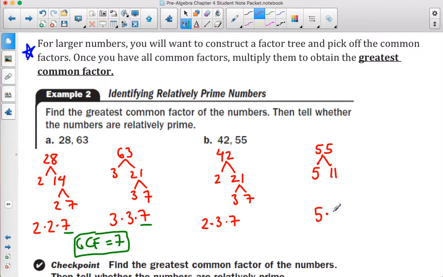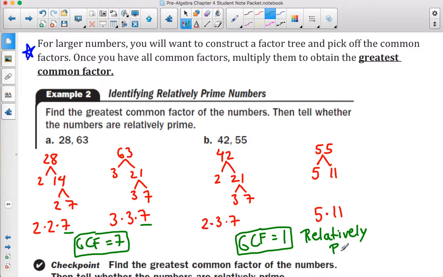So 5 times 11, well, let's look at these. 2 times 3 times 7, so they don't have anything in common. So their greatest common factor, the only number that goes into both of them, is the number 1. And when two numbers have only 1 as a common factor, this is a vocab term, you need to write this down. We say they are relatively prime. It means the only common factor that they have is the number 1. So 42 and 55, these two numbers are relatively prime because their greatest common factor is 1. That's a definition. You're going to need to star it. It might be a homework or it might be a notepad question for the quiz.